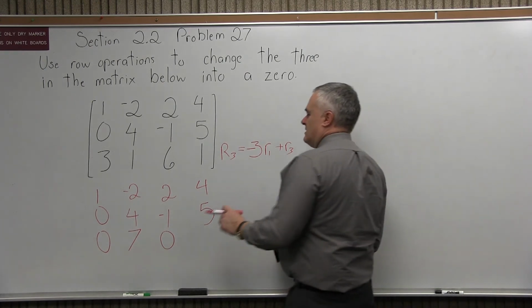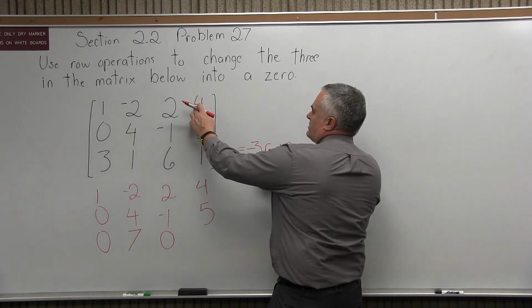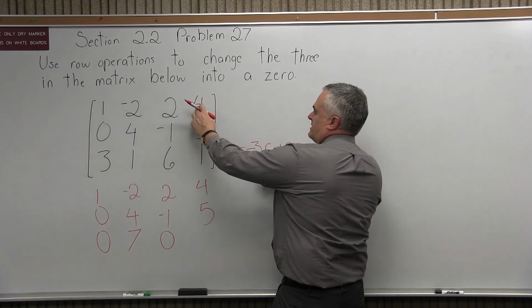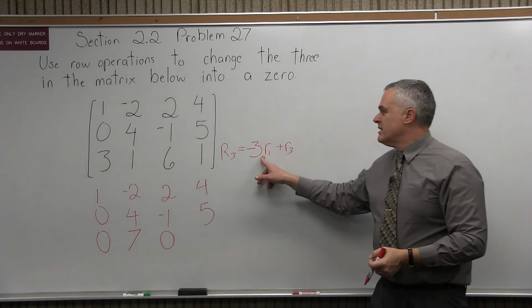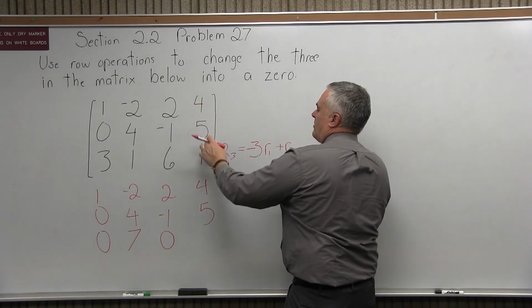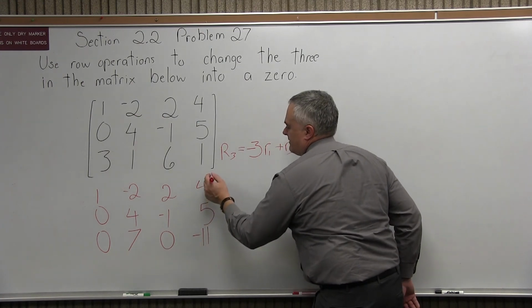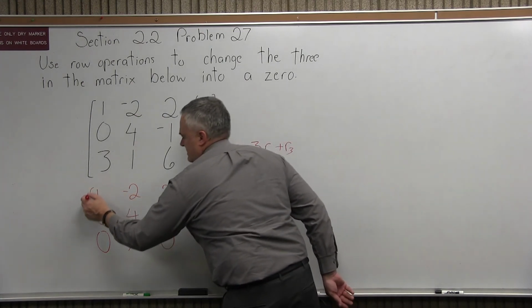And finally, the last position, right now it's a 1. What happens with that? You're going to go -3 times row 1, -3 times +4. That's -12. Add that -12 to row 3, so you're going to go -12 and +1. -12 and +1 is -11, and that's the solution.